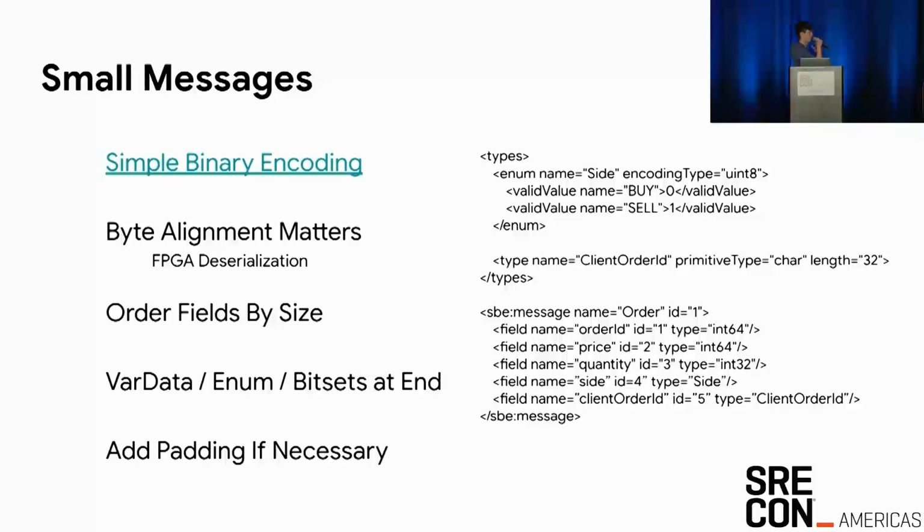We also have very small messages, so we use an encoding called Simple Binary Encoding. It was meant for fast financial messages, but we also use it internally. Byte alignment matters with these messages. Generally, you want to sort your fields such that the 64-bit integers are first, followed by 32-bit integers, followed by shorts, enums, var data, and bit sets. The reason for this is deserialization, especially for market makers who are using FPGAs. If we need to add fields to the end to be backwards compatible, then we might add padding if necessary to enforce this byte alignment.